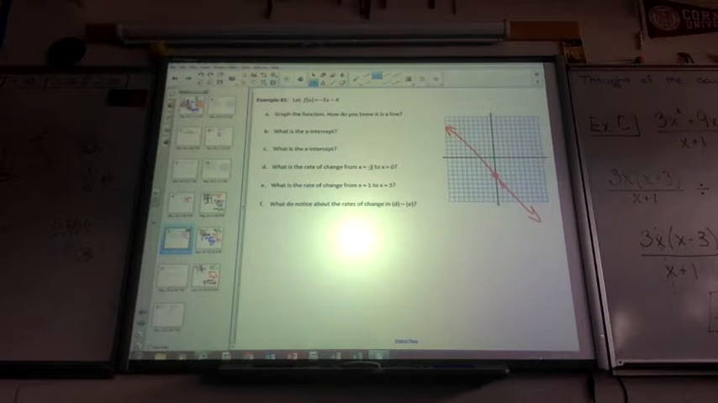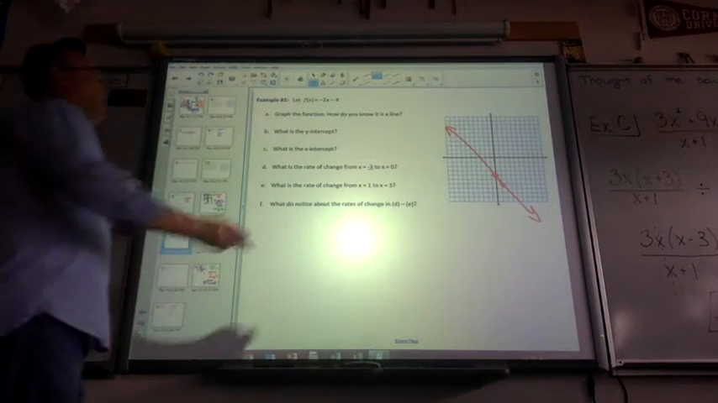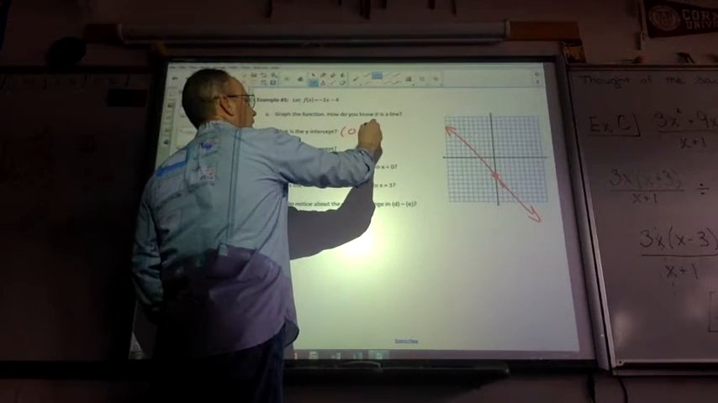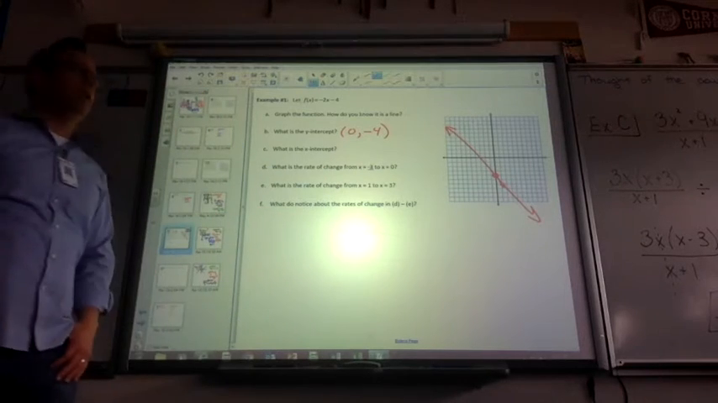Graph the function. How do you know it's a line? Because the x value is just x. It's not in a denominator. It's not under a square root sign. It's not raised to an exponent. So, what is the y-intercept? Well, we just said the y-intercept is 0, -4. Remember, the y-intercept's a point, so you want to list it as a point.